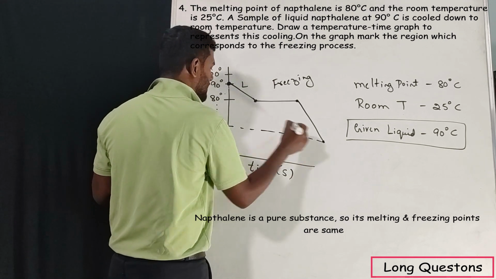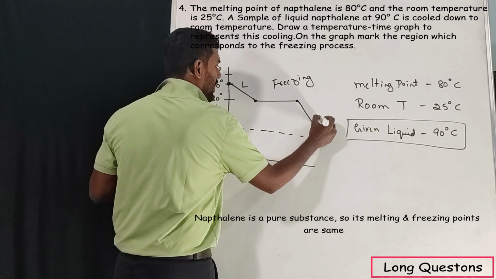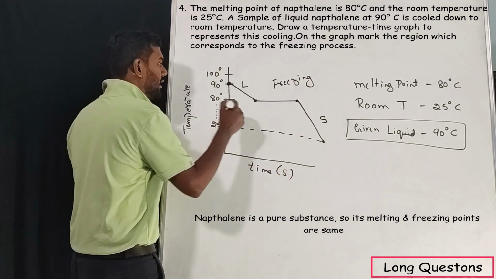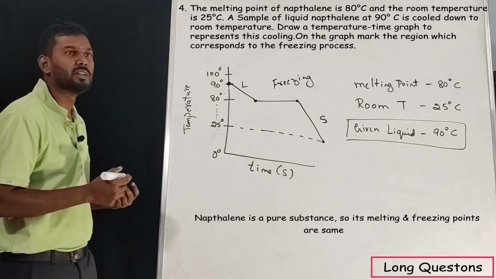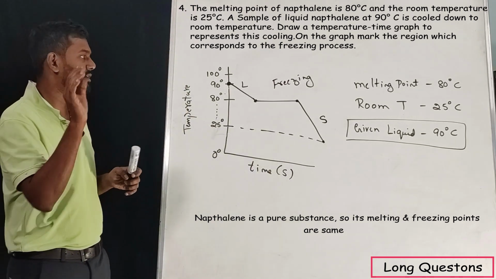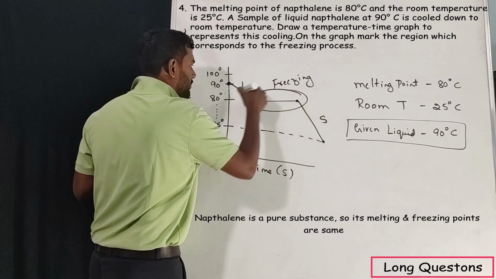Room temperature, that is nothing but 25 degrees Celsius. Initially it was liquid. Now it will become solid. Now they are asking, see, there is one more question. We have to mark the freezing region. We know this is the freezing point, so this will be the freezing region.